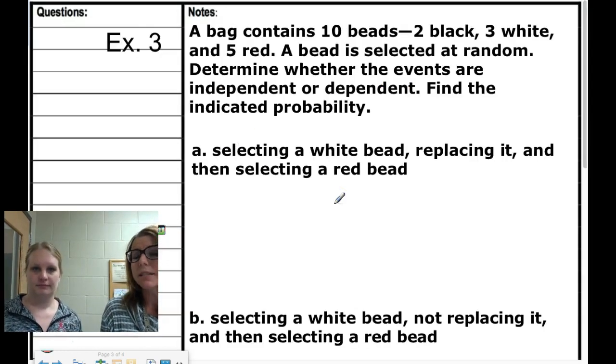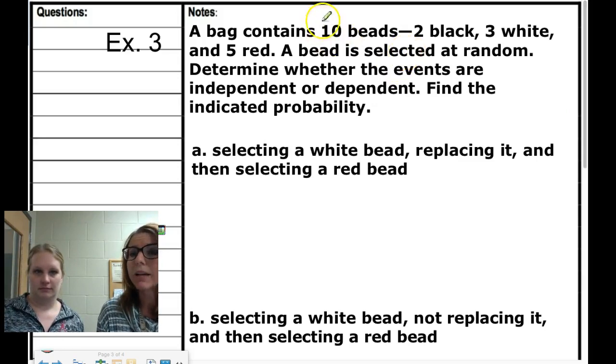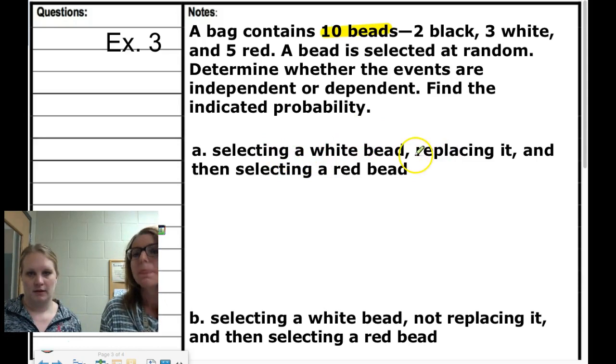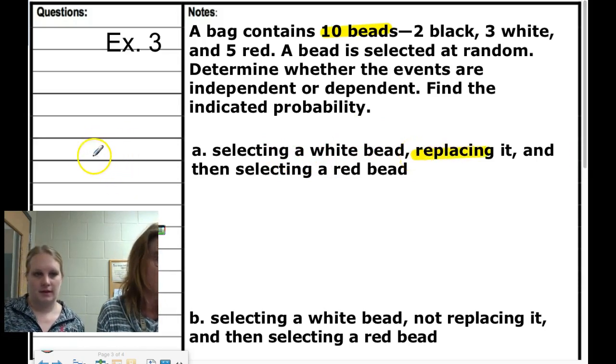A bag contains 10 beads. 2 black, 3 white, and 5 red. That adds up to 10. Okay. A bead is selected at random. Determine whether the events are independent or dependent. Find the probability. Okay. So what's the probability of selecting a white bead, replacing it, and then selecting a red bead? All right, so this one's independent because we're replacing it.